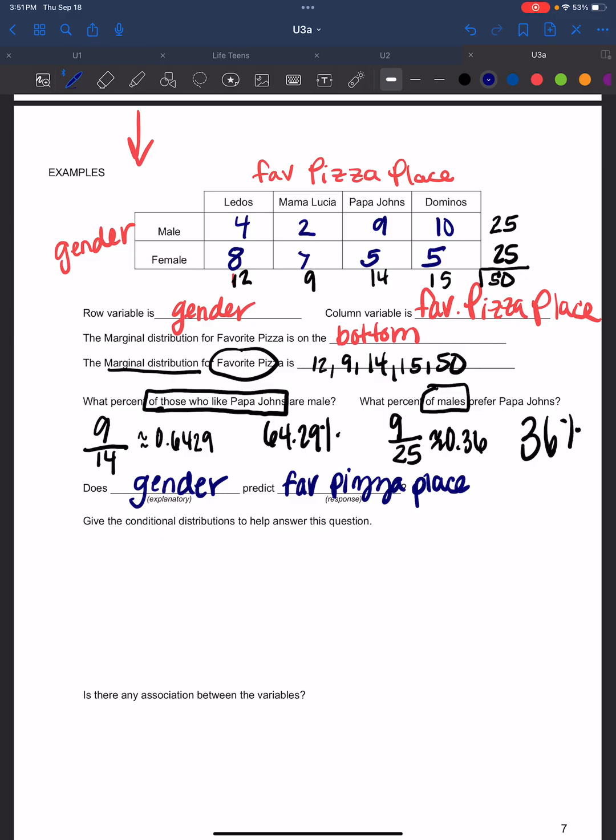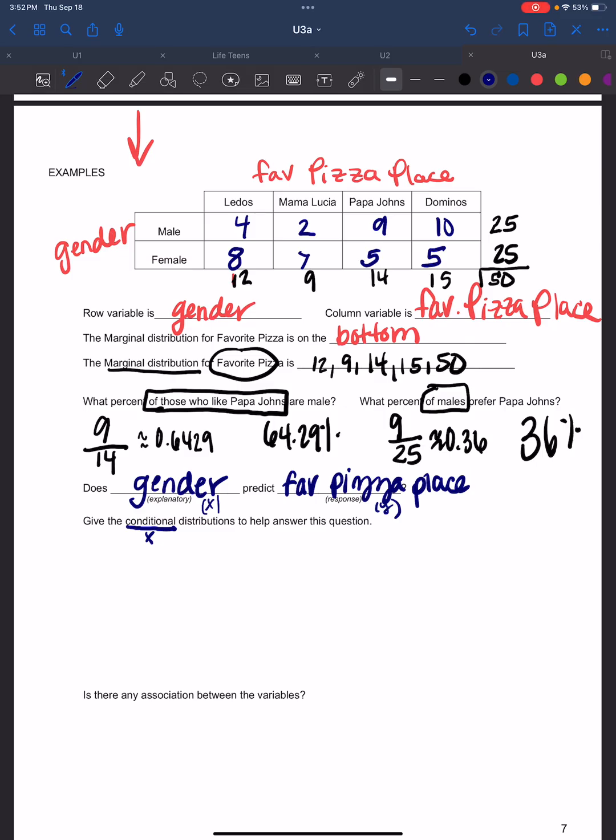That's my question. And now I'm making this my explanatory variable and this my response. Awesome. Whenever you are looking to answer some of these questions and determine if there is a relationship, we are going to use the conditional distributions to help us with that. Now, the conditional distribution is always based off of the explanatory variable. So, does gender explain or predict pizza place?